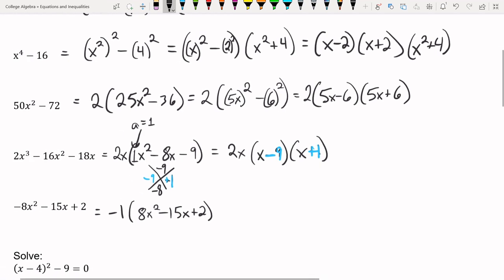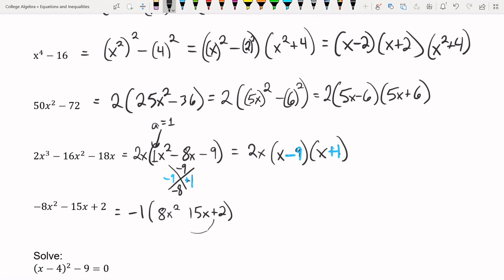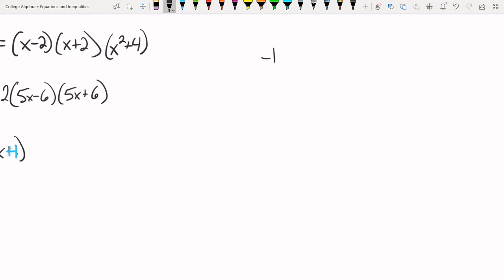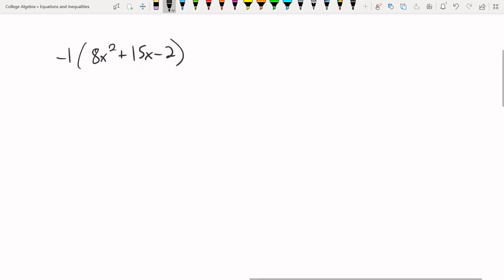8x squared minus 5, oops, I forgot. Whenever you take out a -1, make sure you take it out of every single term. This divided by -1 makes it positive. This divided by -1 makes it positive as well. This divided by -1 makes it negative. Make sure of the signs. I made that mistake. Don't make that mistake when you're doing it yourself. We have 8x squared plus 15x minus 2. And now we can use the AC method.